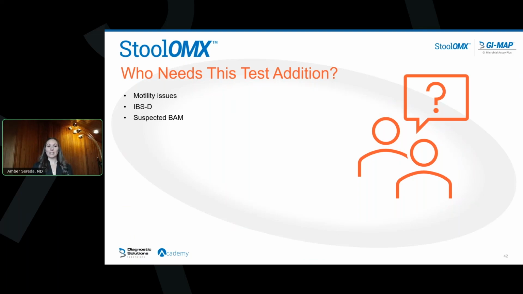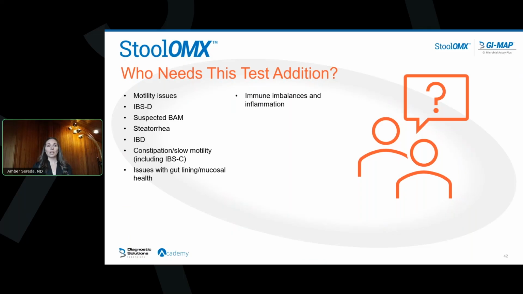Obviously, we can use it for suspected bile acid malabsorption if we're thinking about that, steatorrhea or fat in the stool, IBD, constipation or slow motility, issues with gut lining or mucosal health, immune imbalances and inflammation, so things like food intolerances or sensitivities, skin conditions like eczema, metabolic disturbances, aging and longevity.